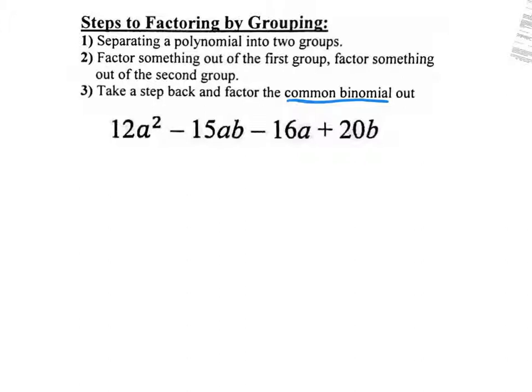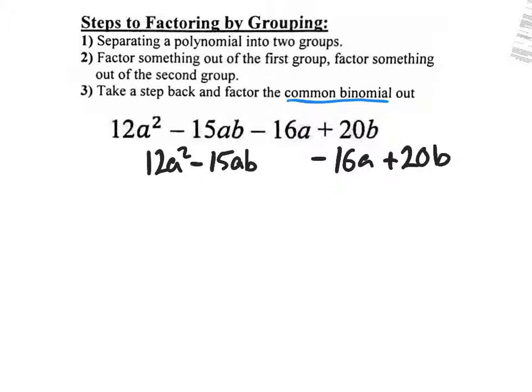Step 1, separate it into 2 groups. So that's exactly what we're going to do. 12a squared minus 15ab, leave some space, minus 16a plus 20b. And let's factor, step 2, factor something out of the first group. So what could we pull out of there? A definite 3 and an a, right? A 3 and an a.